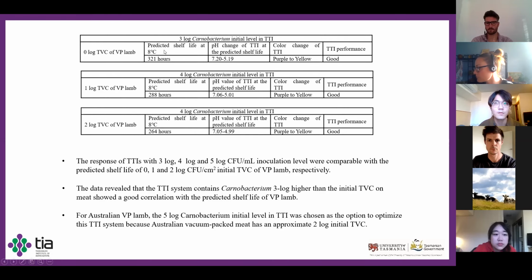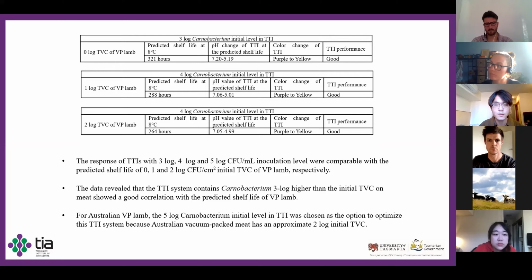I just call it VP. It should be vacuum packed meat. So these are the results. We can see the pH reduction here, and these 3 compare with the predicted shelf life there. If at this time the color change of this TTI is significantly visible, we can say it's from purple to yellow, purple to yellow, purple to yellow. So we can see the performance is good for this TTI.